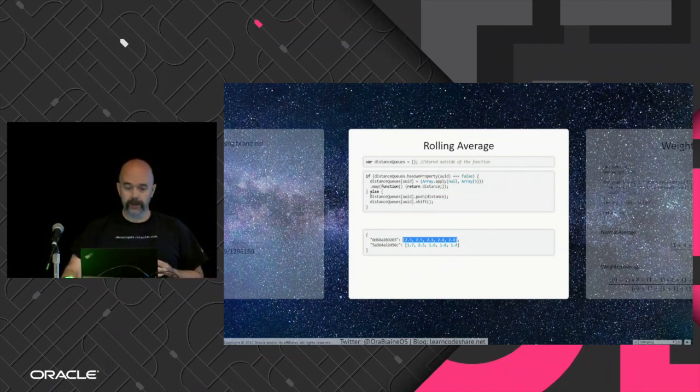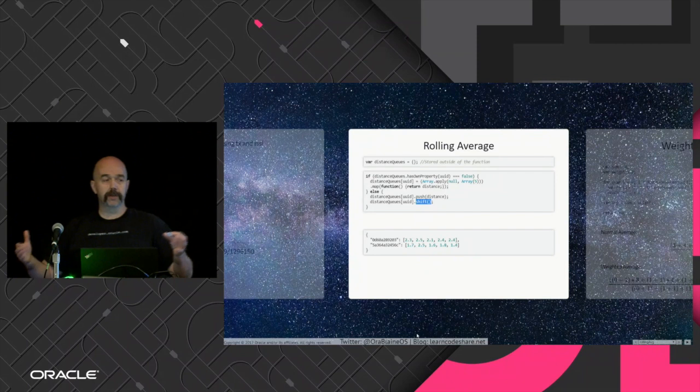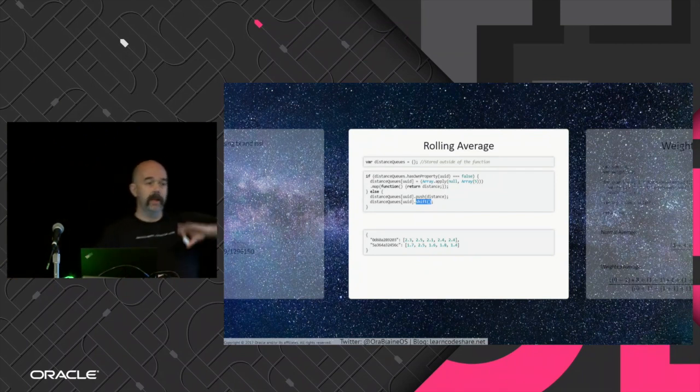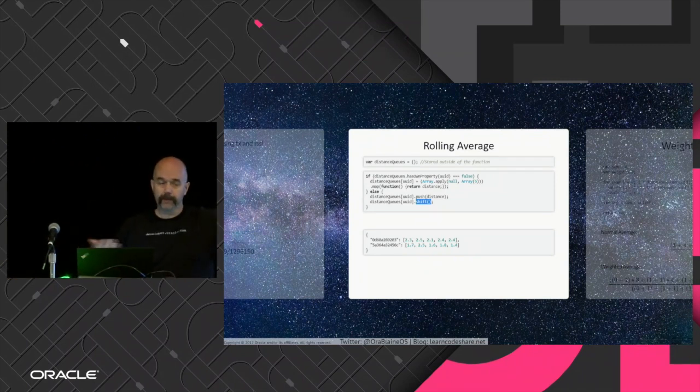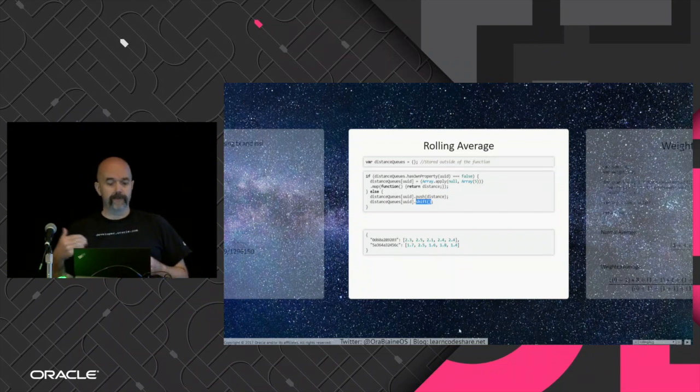And as I get a new reading, I'm going to push in the new reading, and I'm going to shift out the old reading. So push and shift basically says put one in the bottom, throw away the oldest one. Okay? And so from that, I just take an average of that array.